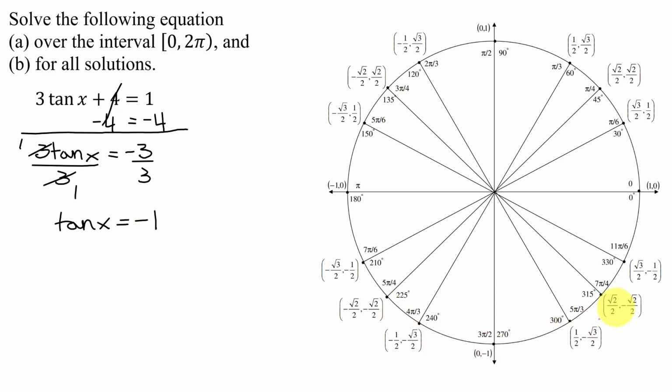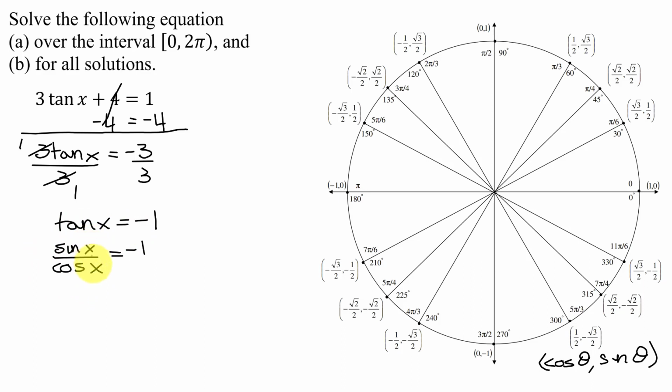Now I want to solve this problem using the unit circle. And remember, the coordinates of all the points on the unit circle are written in terms of the x-coordinate being the cosine of my angle theta, and the y-coordinate being the sine of theta. So this means that I need to write the tangent of x in terms of sines and cosines. Well, remember, the tangent of x is just the sine of x divided by the cosine of x, and that equals negative 1. So what does this mean here?